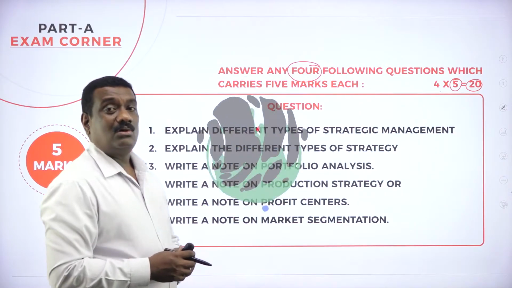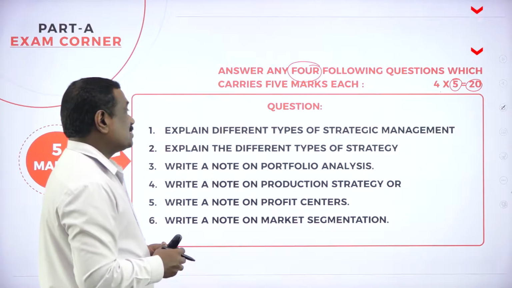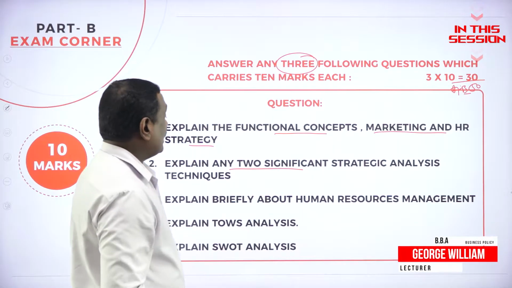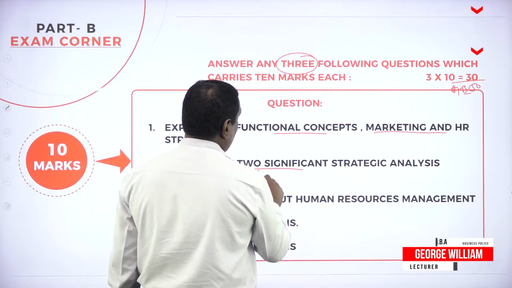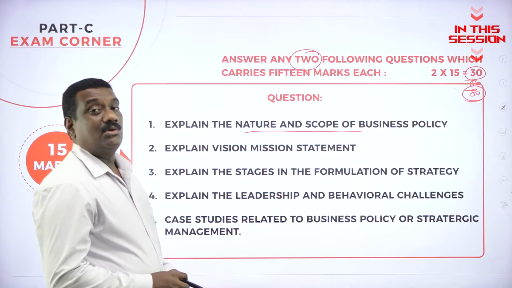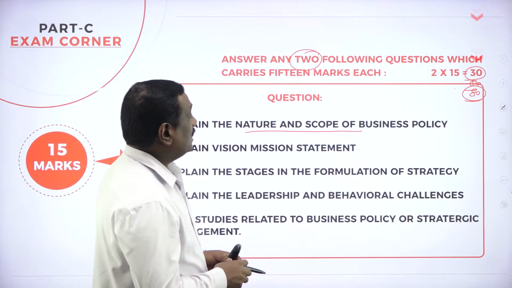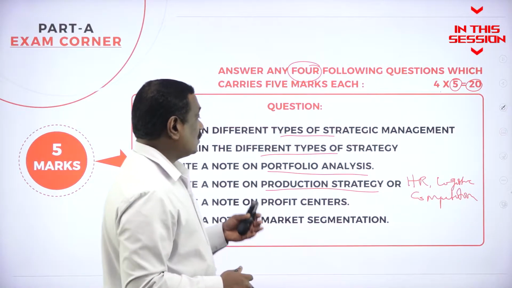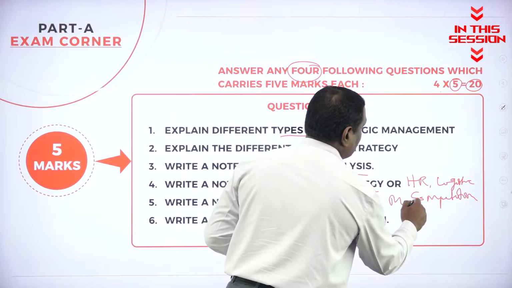So here you need to explain which are the different types of strategic management. Explain any two significant strategic analysis techniques. So like here we can write SWOT analysis. So you need to write the nature as well as the scope of business policy, the origin of business policy, anything like this. So they can ask, write a note on production strategy or even marketing strategy also they can ask.